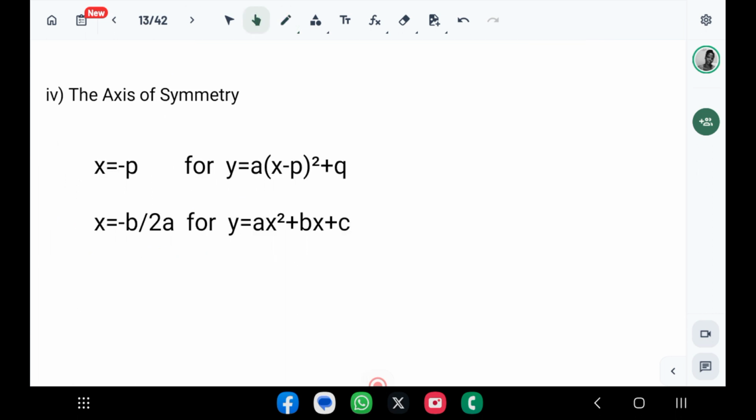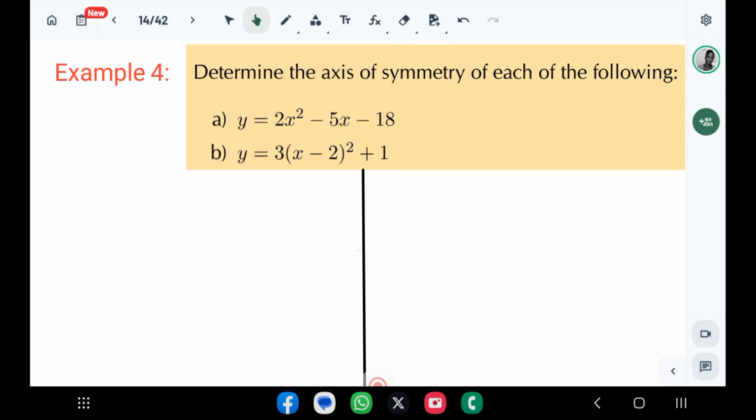Now for the axis of symmetry, that's the x coordinate of the turning point. It will be x equals minus p for the standard format y equals a(x minus p) all squared plus q, and it will be x equals minus b over 2a for y equals ax squared plus bx plus c. Now let's do that. Example 4 says determine the axis of symmetry for each of the following. For the first one, this axis of symmetry is very simple. x equals minus b over 2a.